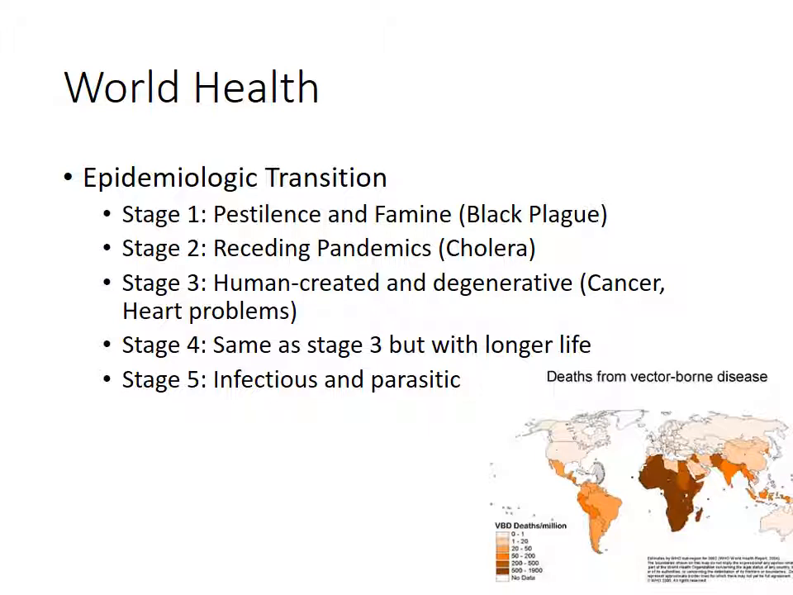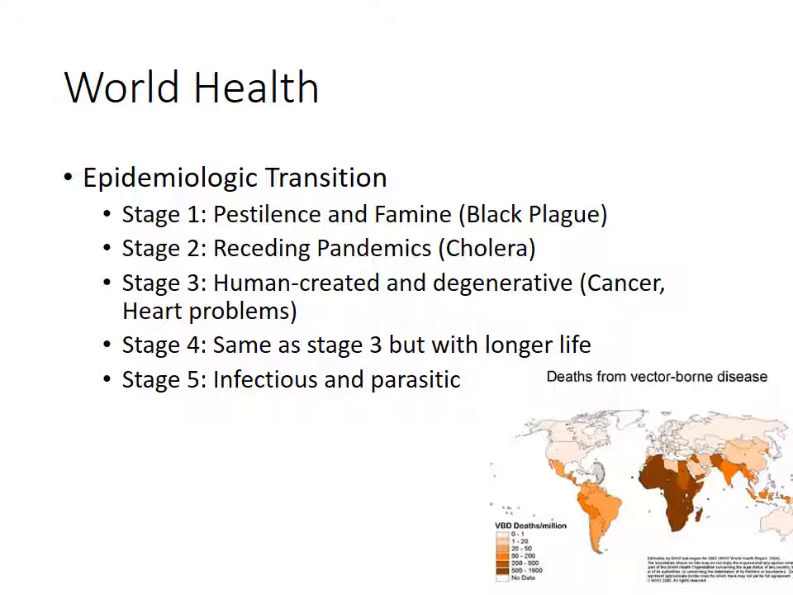In stage 2, we saw receding pandemics like cholera. So we would have diseases break out over a wide area, but they would quickly retract into themselves. We started figuring out, like if you remember Dr. Snow, how to catch a lot of the vectors for these and how to treat them better.